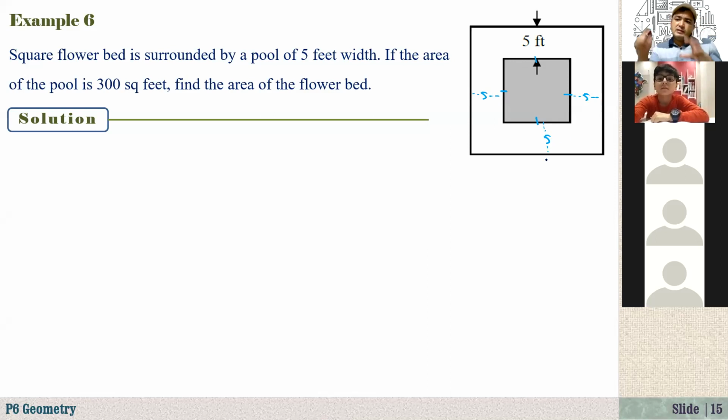Flower bed means a small flower garden. Like when you walk in the park, for example, usually some green part of a flower garden is surrounded by some kind of lake or water, right? It's something like this. Anyway, the question says that the area of the pool is 300 square feet. A pool means we are talking about this green shaded region, that's the water. So the area of this green shaded region is 300 square feet. The question is to find the area of the flower bed.